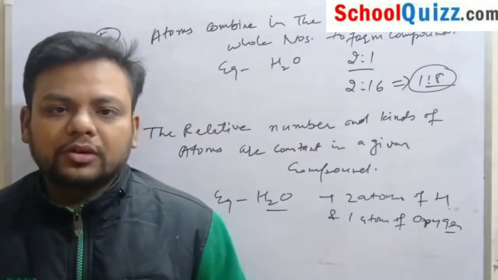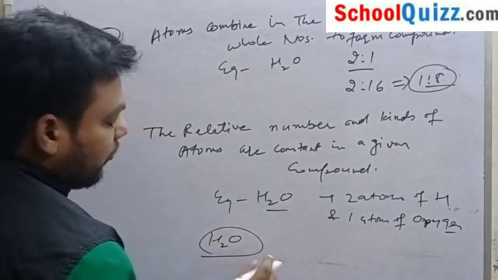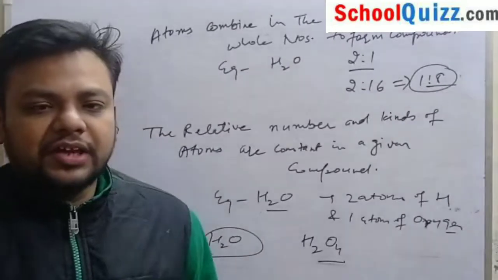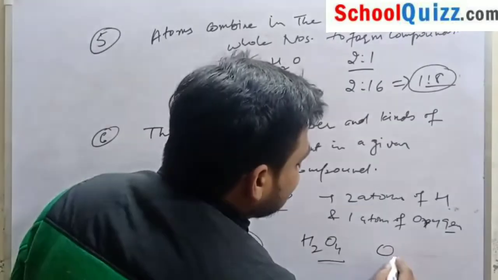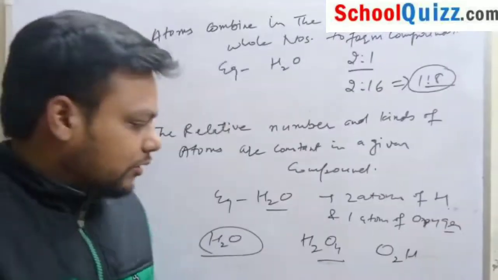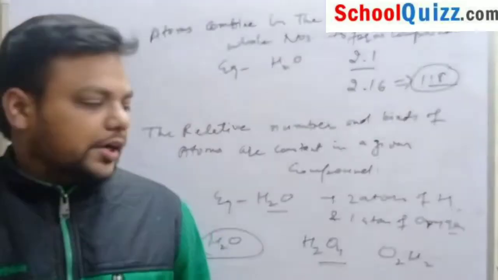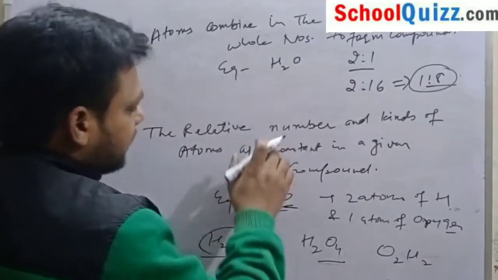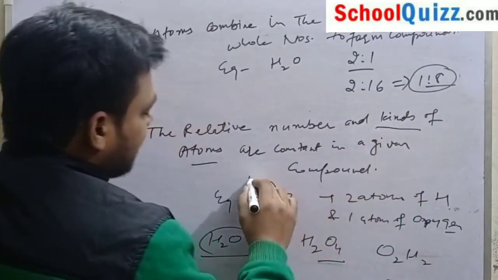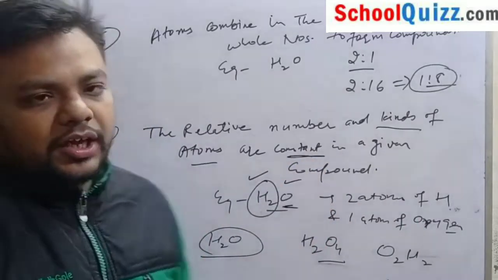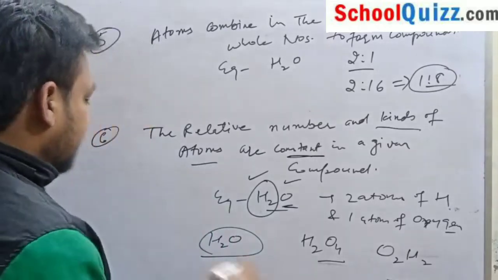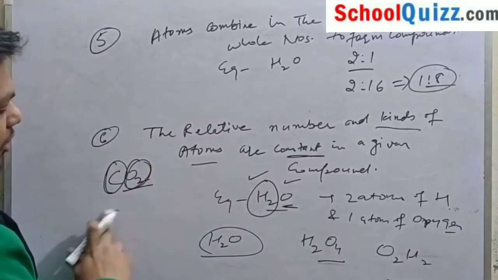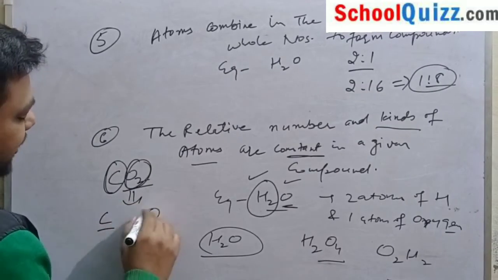No one can write the formula of water as H2O4; the elements and atoms are constant. For example, we cannot write it as O2H, so it is not a water molecule. Suppose H2O2, it is hydrogen peroxide. So the relative number, for example there are 2 and there is 1, and kinds of atoms, kinds meaning one is hydrogen and one is oxygen, will be constant in a given compound. It is always constant. For example, carbon dioxide has one atom of carbon and 2 atoms of oxygen, and it is constant. And here the kinds of atoms are also constant, that is one is carbon and the other one is oxygen.